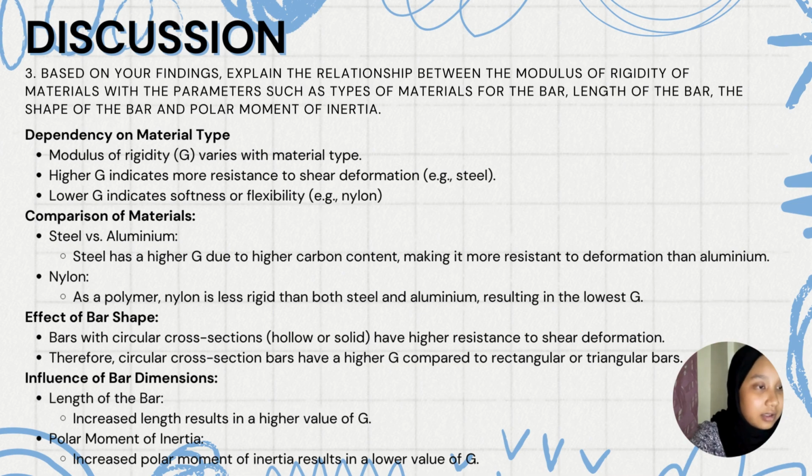So after that, length of bar. So the length of the bar can also affect the value of G. So if we increase the length, it can cause a higher value of G. And then lastly is polar moment of inertia. Increasing the polar moment of inertia results in a lower value of G. That's all for question 3.